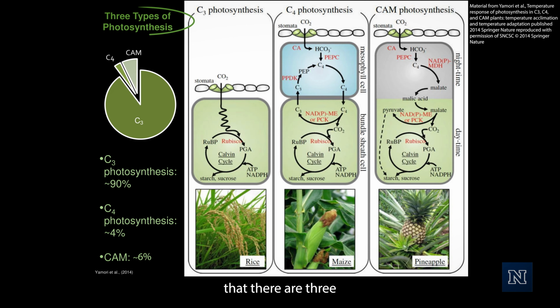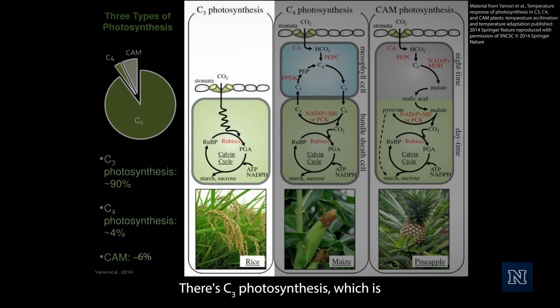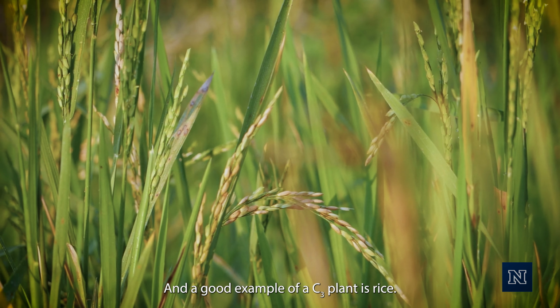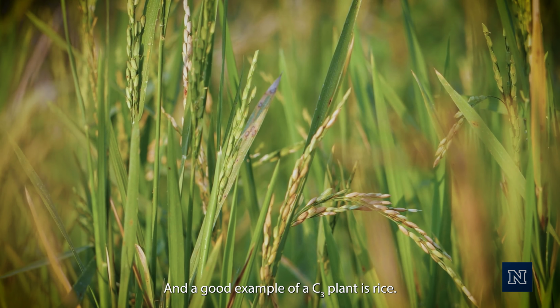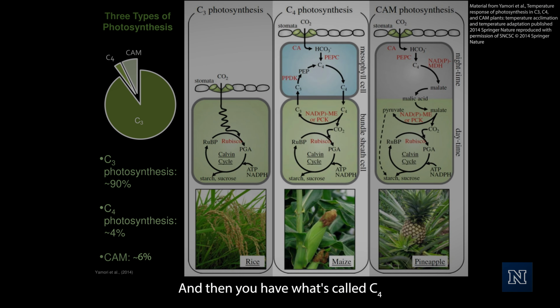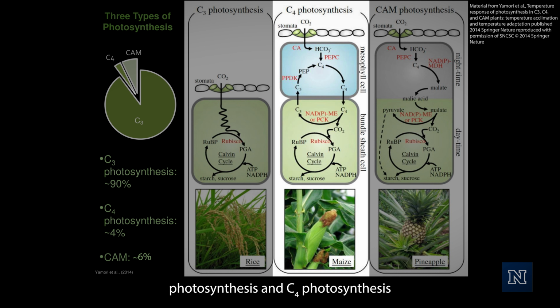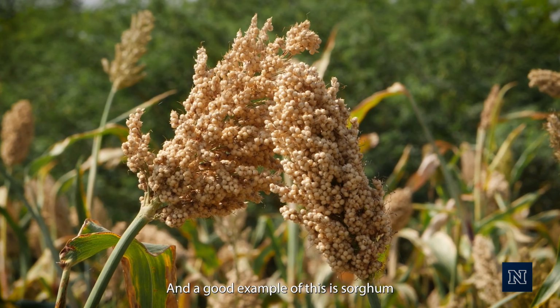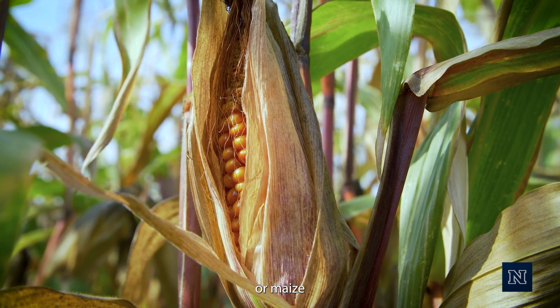To fully understand Crassulacean acid metabolism, you have to understand that there are 3 major types of photosynthesis in plants. There's C3 photosynthesis, which is the most prominent kind, and that's found in about 90% of all plant species. And a good example of a C3 plant is rice. And then you have what's called C4 photosynthesis. And C4 photosynthesis is found in about 4% of all plant species. And a good example of this is sorghum or maize.